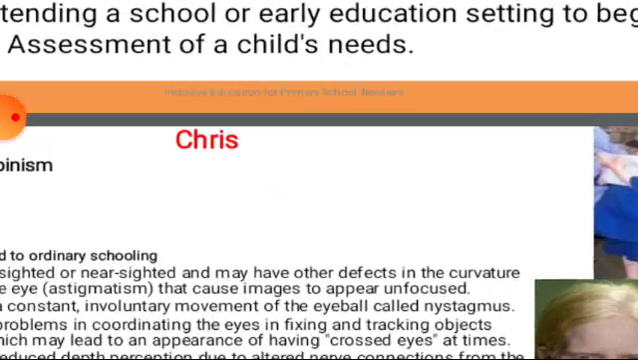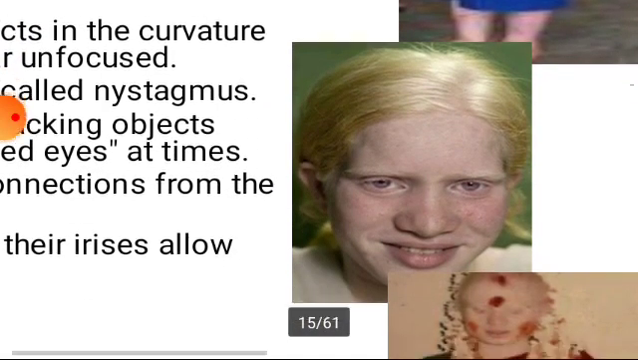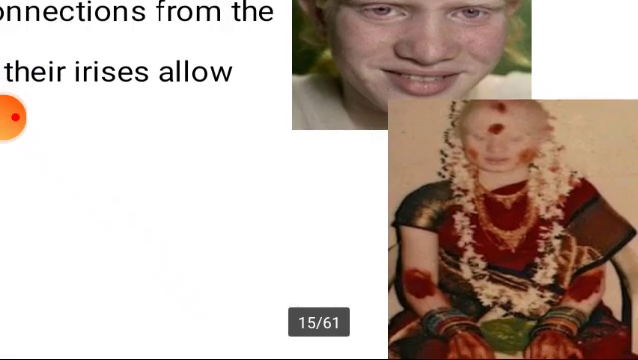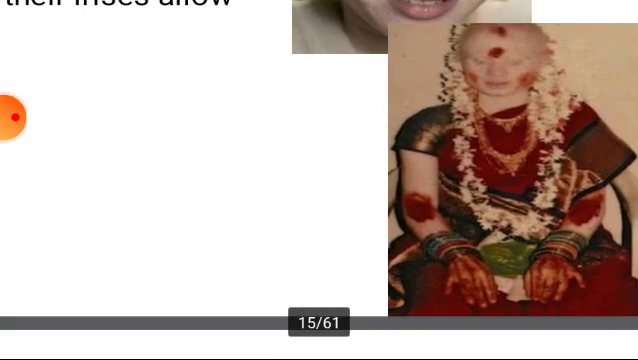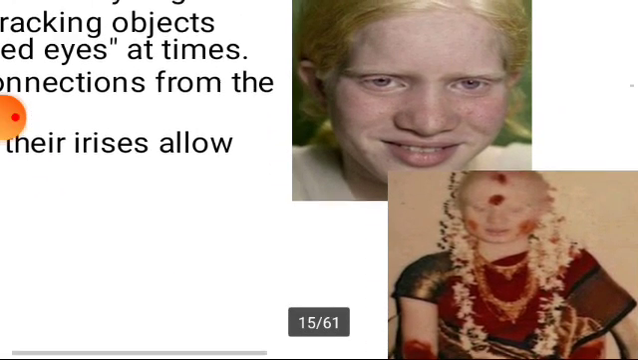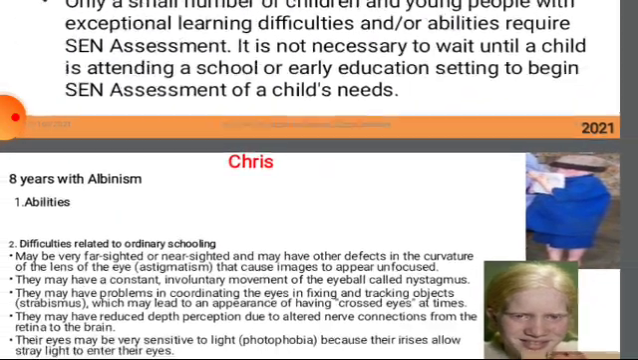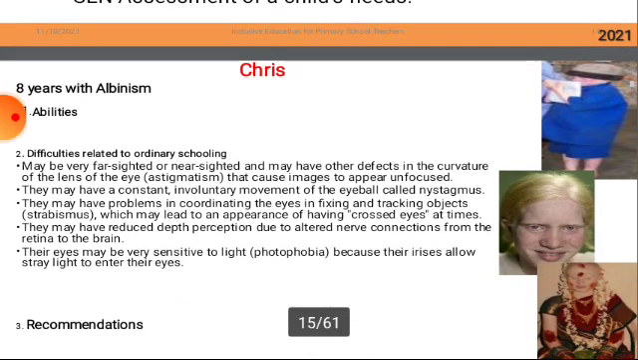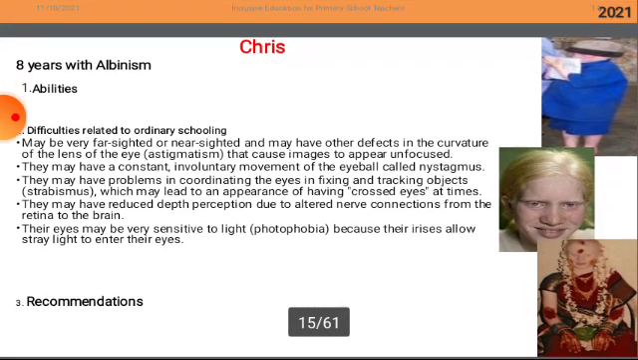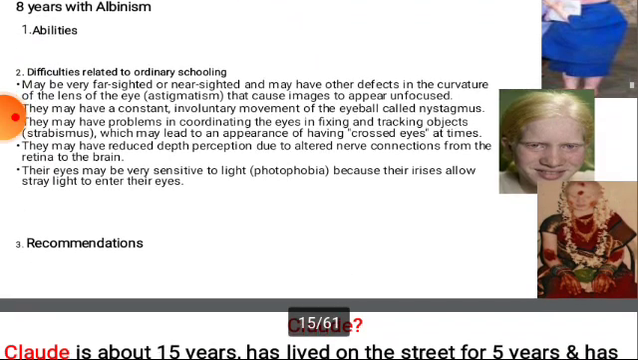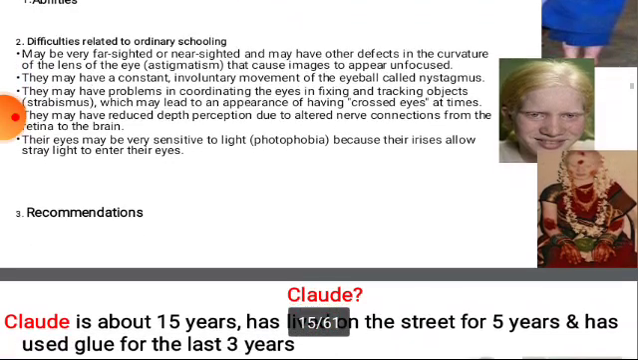First of all, let's see this picture. Try to analyze these pictures. Albinism. 8 years with albinism. Abilities, difficulties related to ordinary schooling.